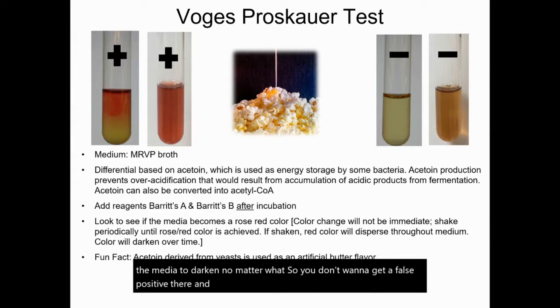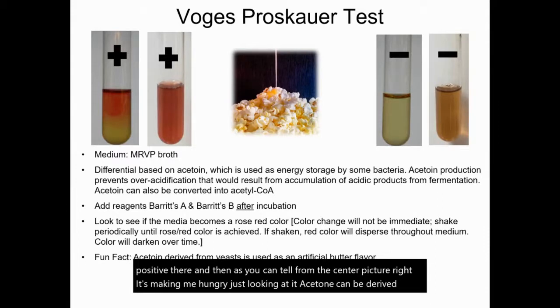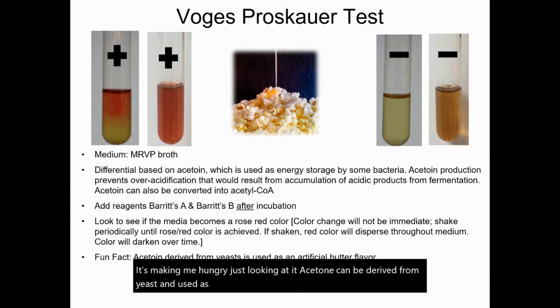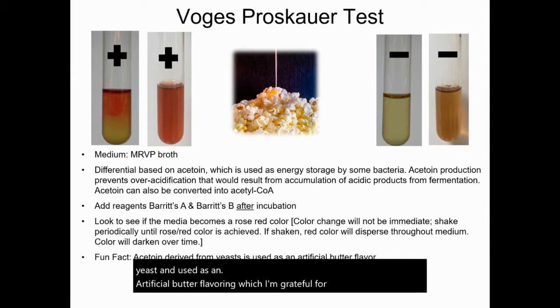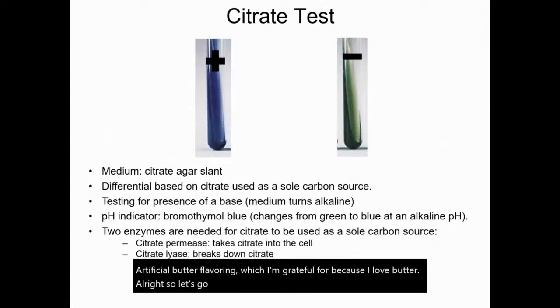And then as you can tell from the center picture, it's making me hungry just looking at it. Acetone can be derived from yeast and used as an artificial butter flavoring, which I'm grateful for because I love butter. All right, so let's go ahead and wrap up this video with a talk on the citrate test.